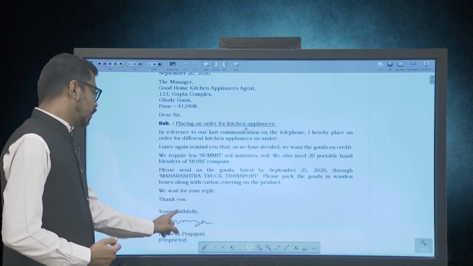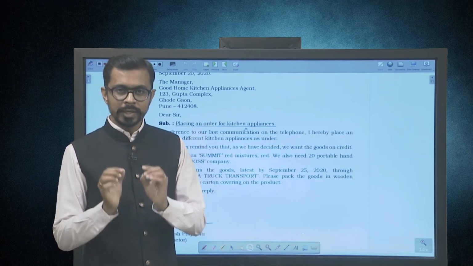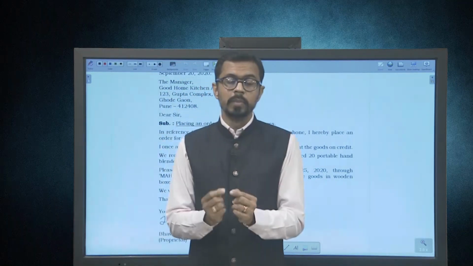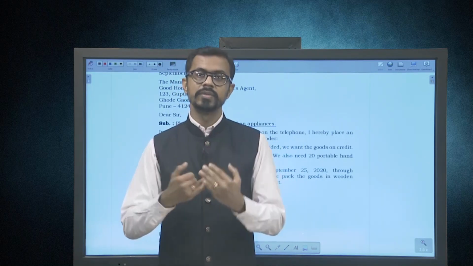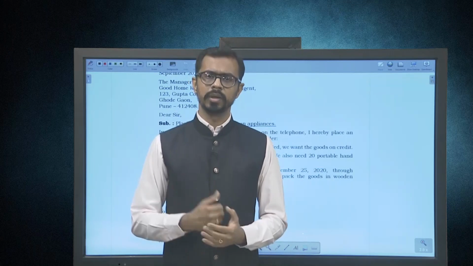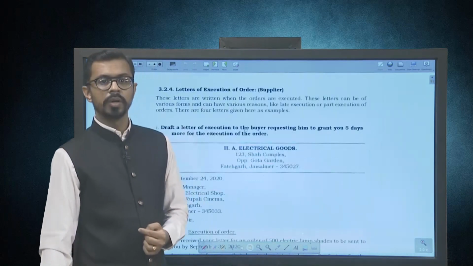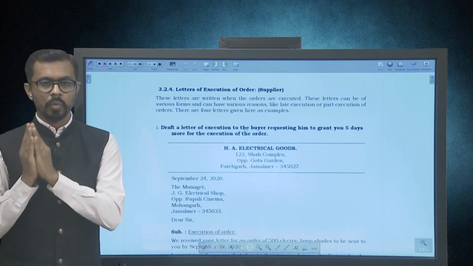We wait for a reply. Thank you, yours faithfully, Bhavesh Prajapati, the proprietor. Now these were the sales letter. If you are the company that receives these sales letter, or if you are an individual that receives these sales letter, how would you reply to them? The next part of the same unit is called the letters of execution of order. What are they?